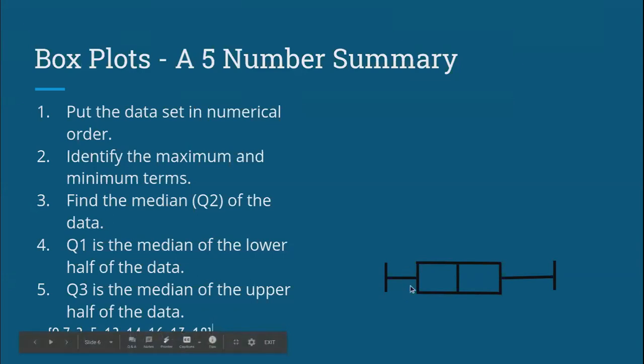So here is the first part. That's the first quarter. This is the second quarter. This is the third quarter. And this is the fourth quarter. All together, 4 quarters make 100%. So this represents all of the data.